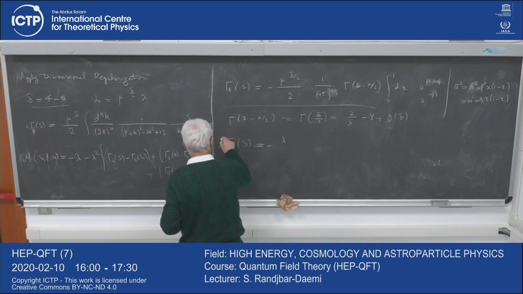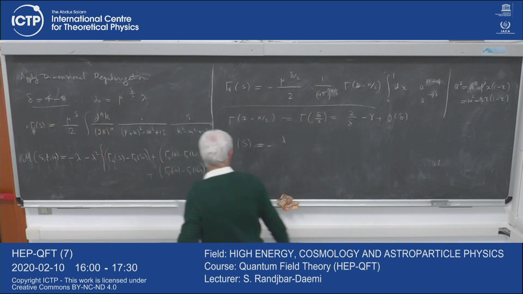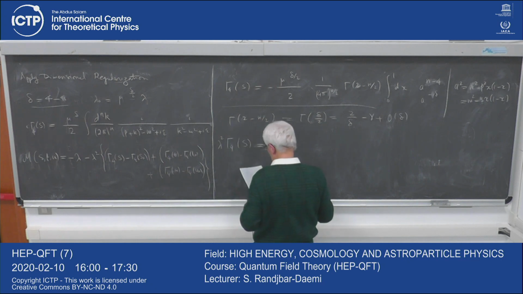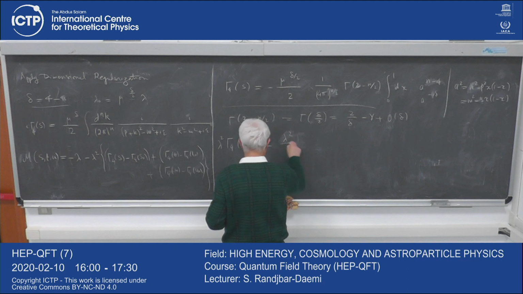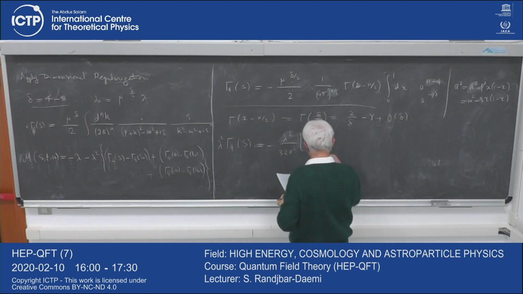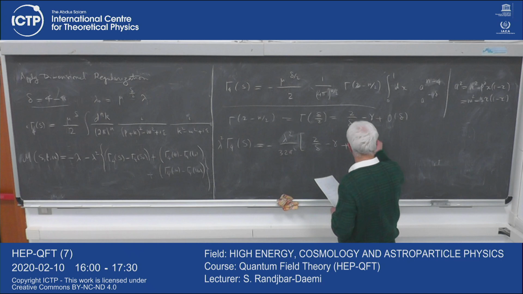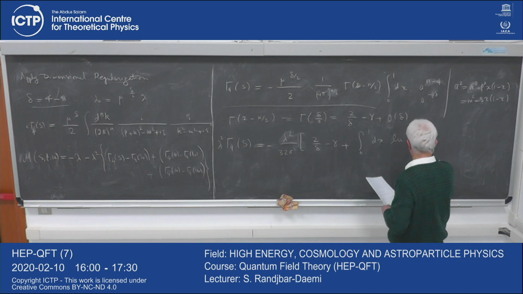let me also multiply this by lambda now. Eventually we are going to calculate lambda squared times gamma 4. So now I multiply it by lambda so that the expression is ready for use. This is lambda squared divided by 32 pi squared, 2 over delta minus gamma plus the integral from 0 to 1 dx logarithm of 4 pi b squared divided by a to the power 2.